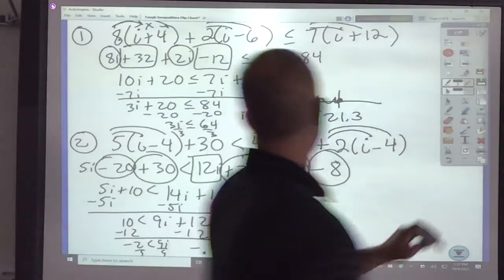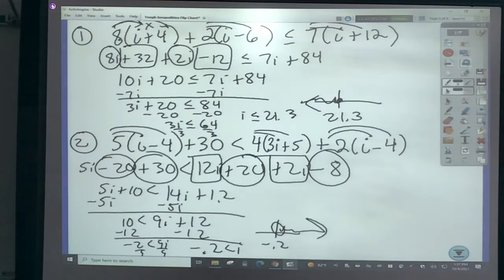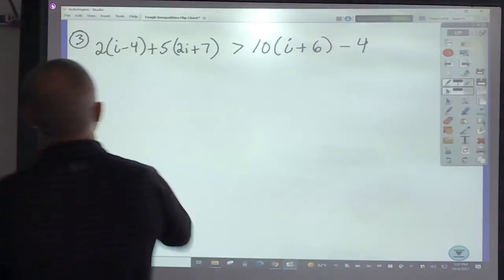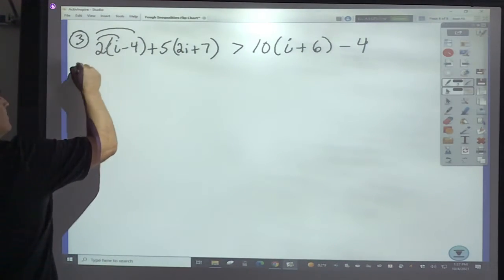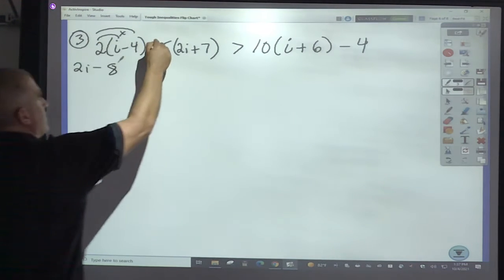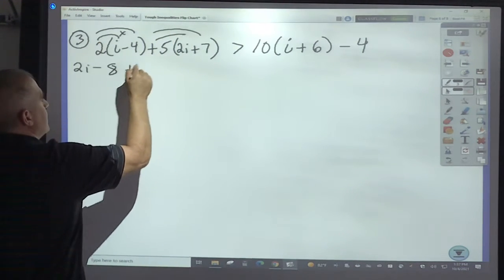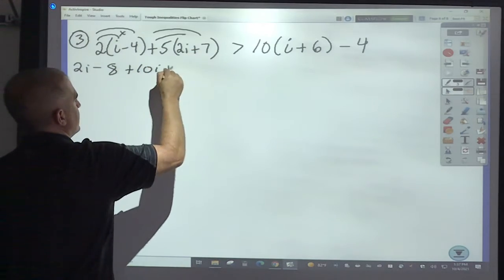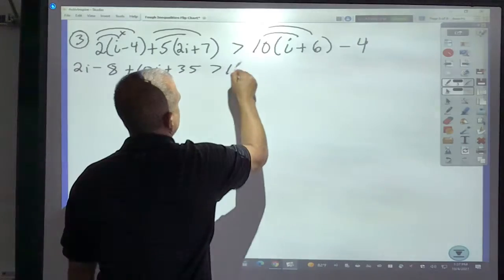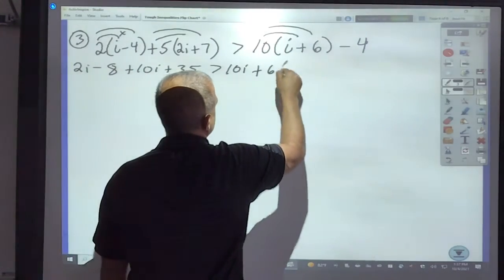Okay, and one more to go with you, and then you're gonna do 3 on your own. Okay, so I'm gonna distribute this. 2 times i is 2i. 2 times negative 4 is negative 8. 5 times 2i is 10i. 5 times 7 is 35. 10 times i is 10i, 10 times 6 is 60.